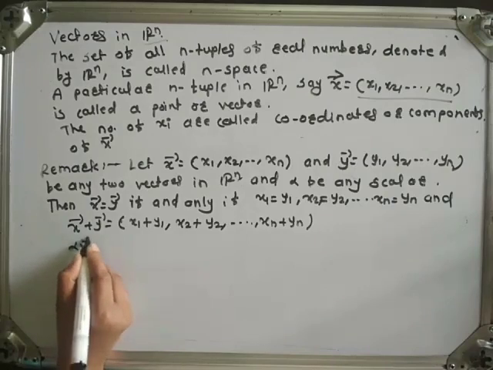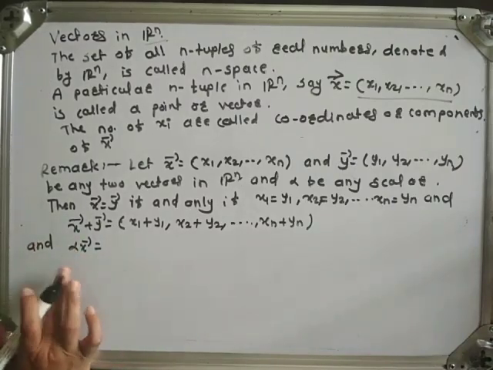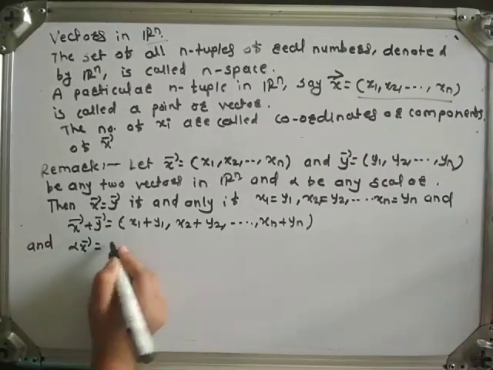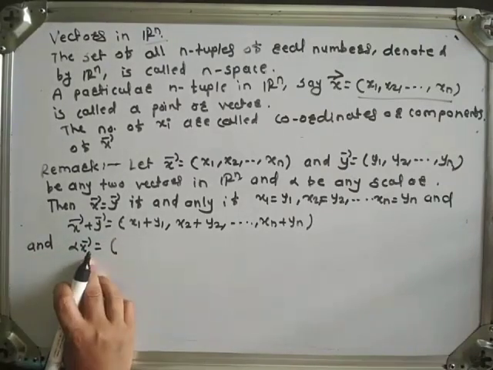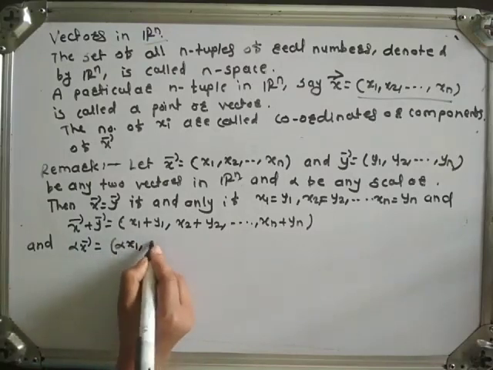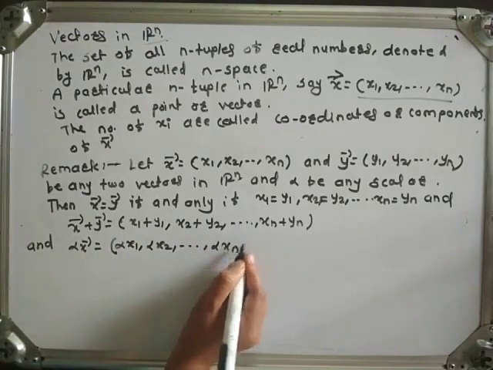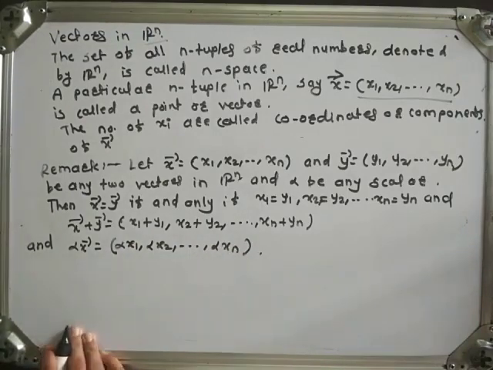Further, alpha into x bar is nothing but you have to multiply each component of x bar by alpha. Alpha into x1, alpha into x2, and so on up to alpha into xn. Okay.